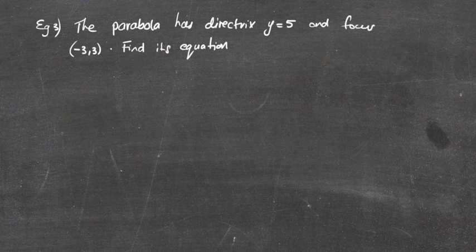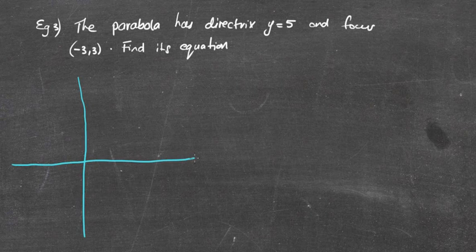Okay, the parabola has a directrix of y equals 5 and a focus of minus 3, 3. Okay, let's draw this out. Again, I think it's good to start doing this. It gives you a bit of a sense of what it's going to look like. Okay, so let's put on here, the focus is at minus 3, 3. So 1, 2, 3, and then 1, 2, 3. So that's where my focus is going to go.